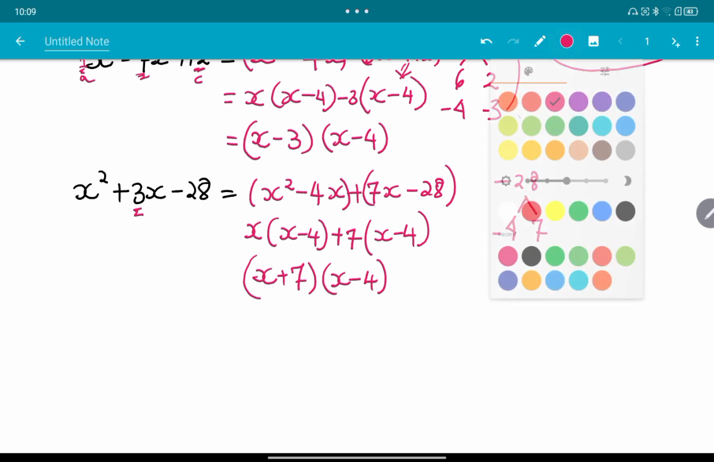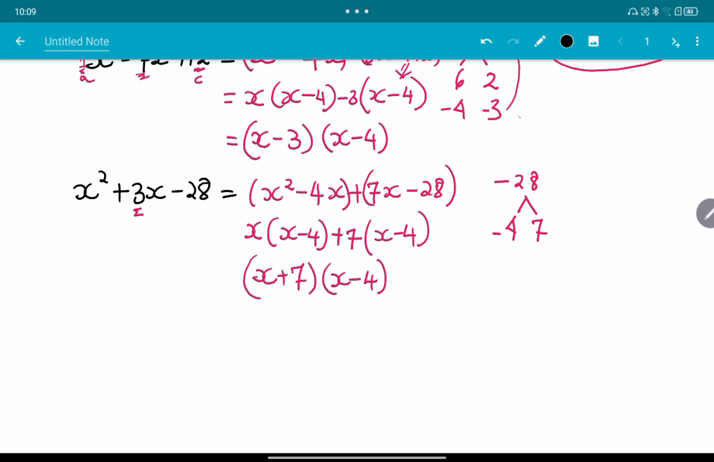Next, we move to the third part of the quadratic expression, which is x squared minus 49. We need to factorize this. One thing you need to know, this kind of quadratic expression is known as the difference of two squares. Whenever we talk of two squares, these are terms that you can easily get their square root. Like we can easily get the square root of x squared and the square root of 49. Those are what we call the difference of two squares.